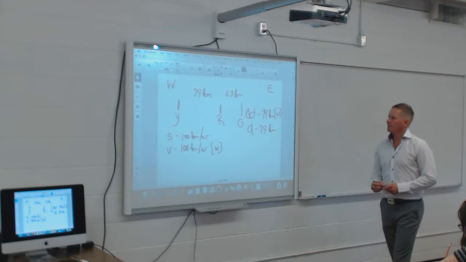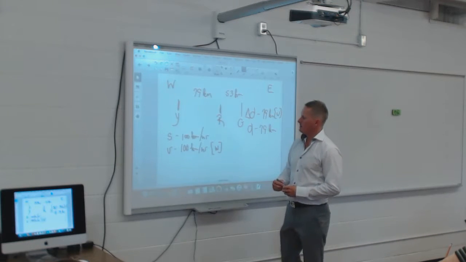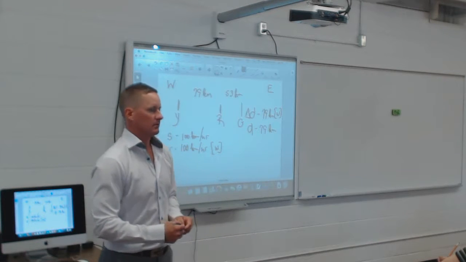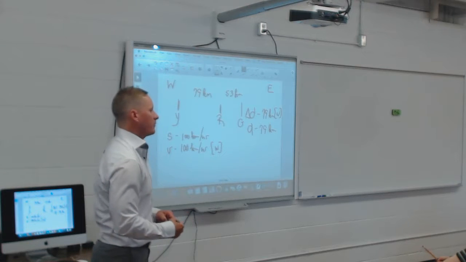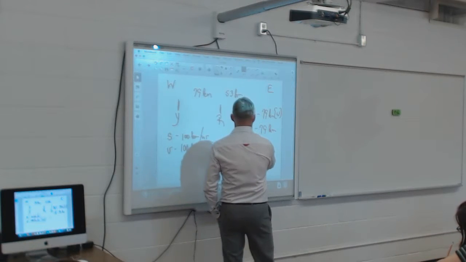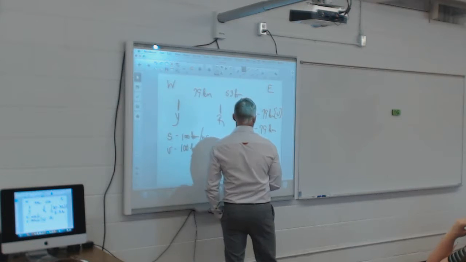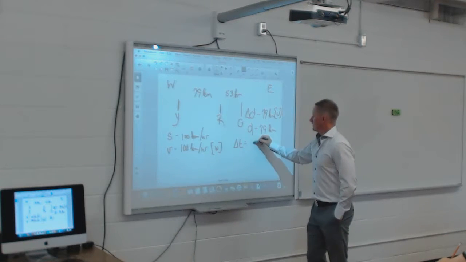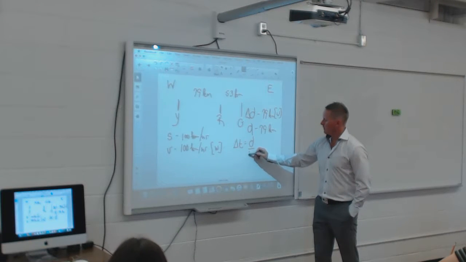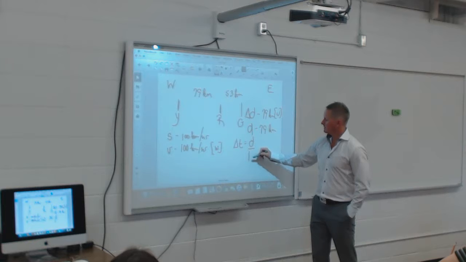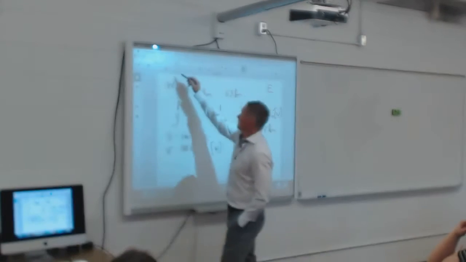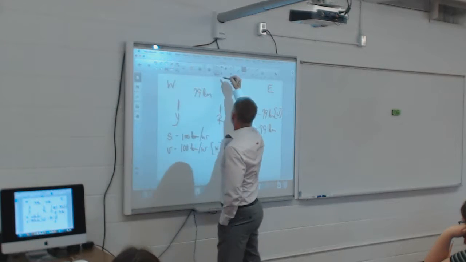Now, how long did it take me to go from Roblin to Yorkton? 48 minutes. How do I get 48 minutes? You take the 79 kilometers and divide it by 100. So I've got distance over time. Oh, sorry, that's distance over speed.